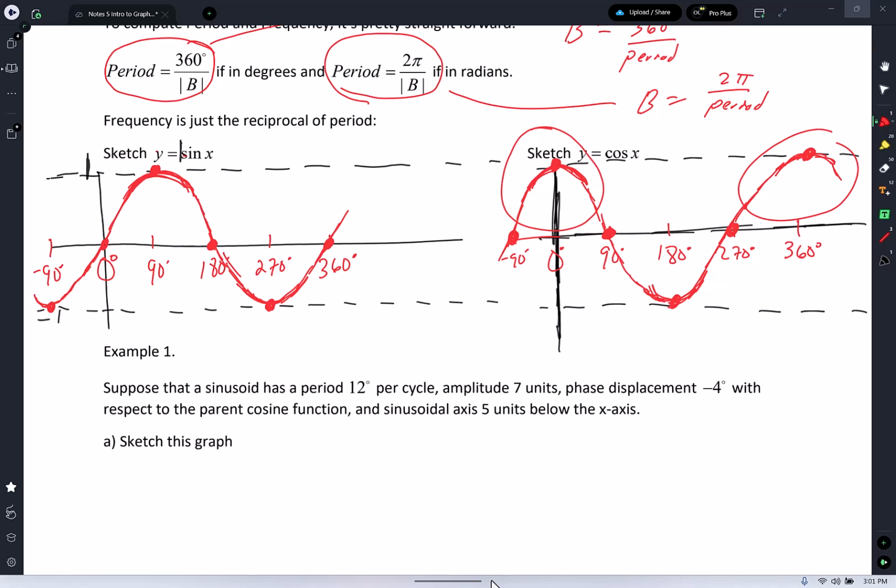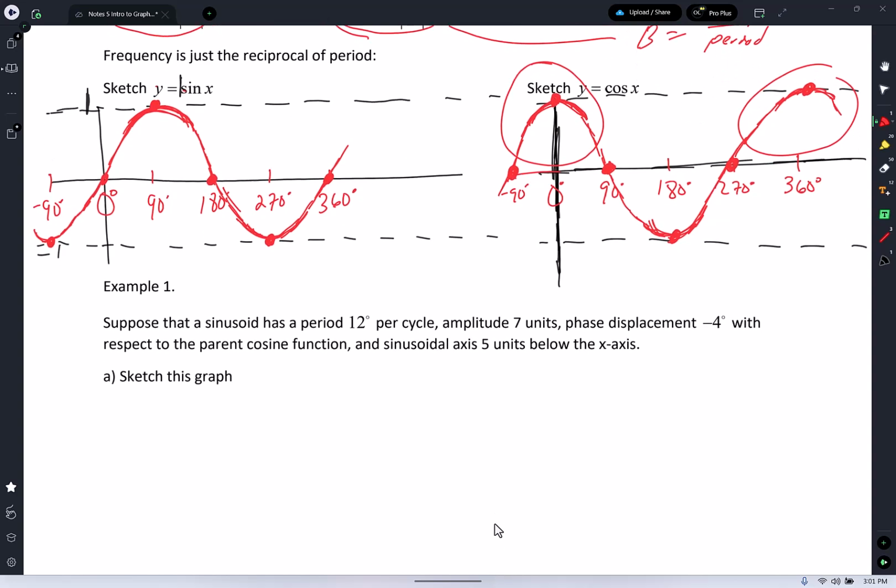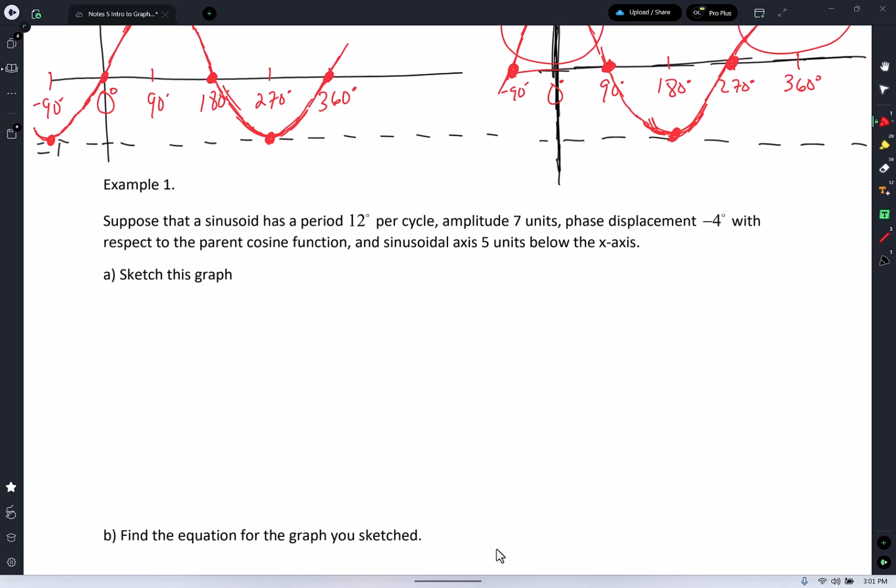Are we still okay? What happened, Lazardi? Yeah, all I'm doing is those special dots. Cosine 0, cosine 90, cosine 180, cosine 270. That's why we have to know that unit circle. That's why we didn't do these notes until we've done the unit circle several times. All right. Here we go.